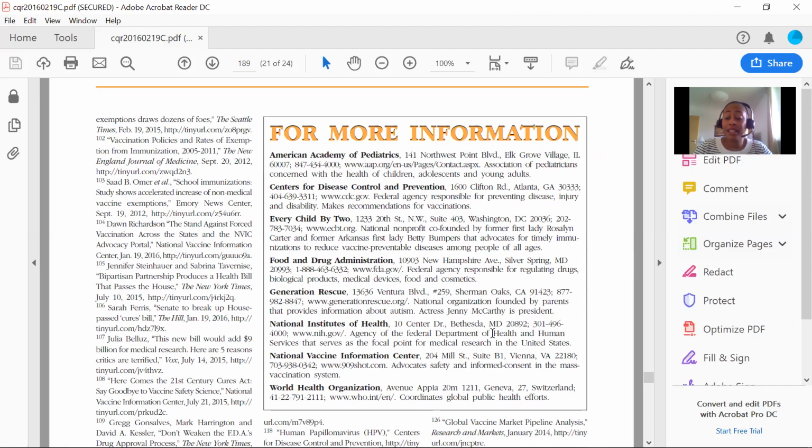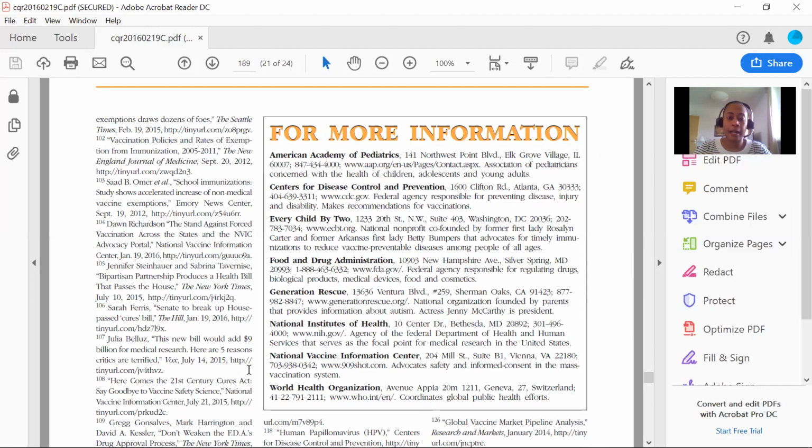Actress Jenny McCarthy is the president there, so again, based on the information in the article, you can take a look at what Jenny McCarthy has to say about vaccines, and then even go to the homepage for her organization and read more information there. Again, just spoiler alert, Jenny McCarthy is against vaccines, and she has her reasons for that.